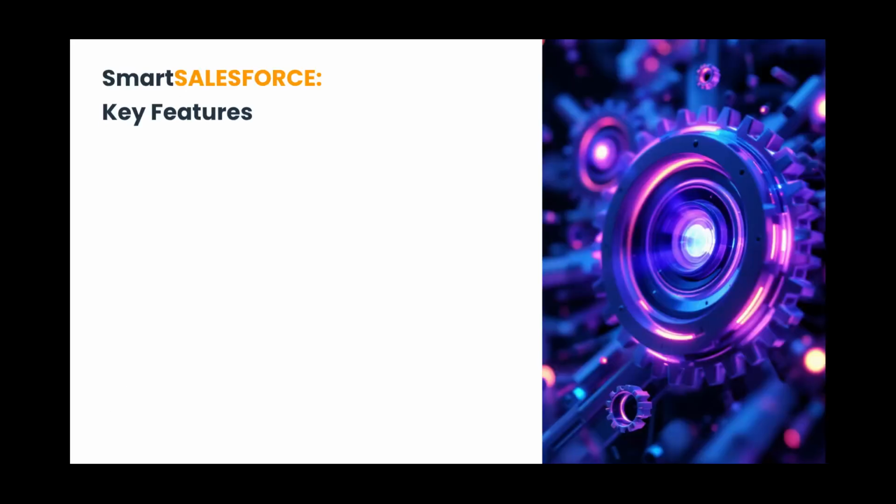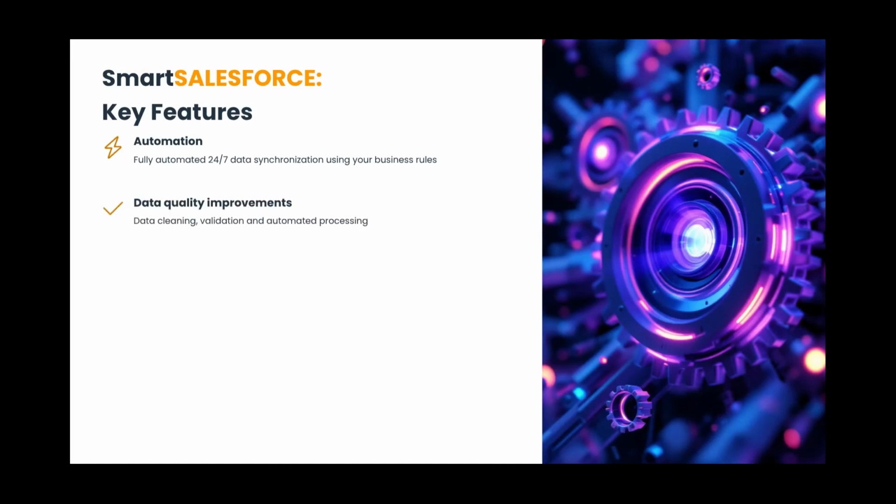Right then, let's dive into how SmartSALESFORCE can really make a difference. These are the 5 key areas that we think bring the point across to you. So, automation. It's all about saving you time, isn't it? SmartSALESFORCE automates your data syncs 24/7, working away in the background and using your business rules to push and pull data all the time. Data quality. We're not just moving the data, we're making sure it's good data. So as it moves the data between the systems, it applies validation and tidying of the data, making sure that it's all correct before it goes into the other system.